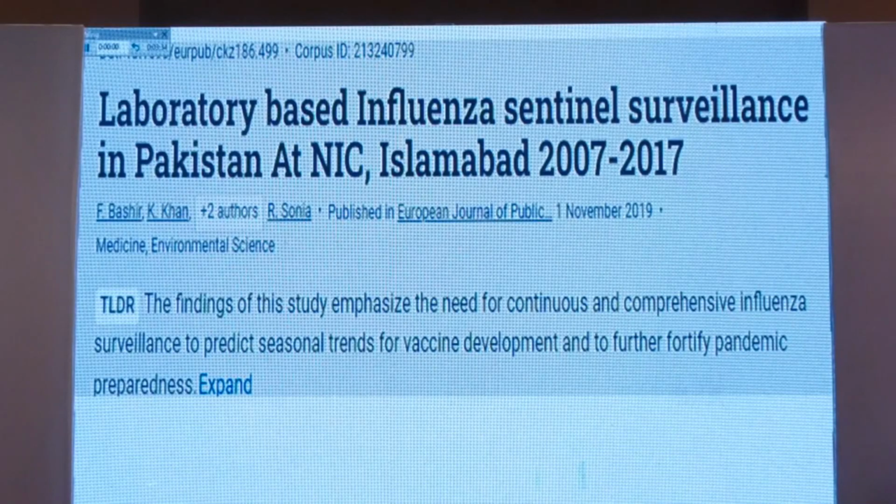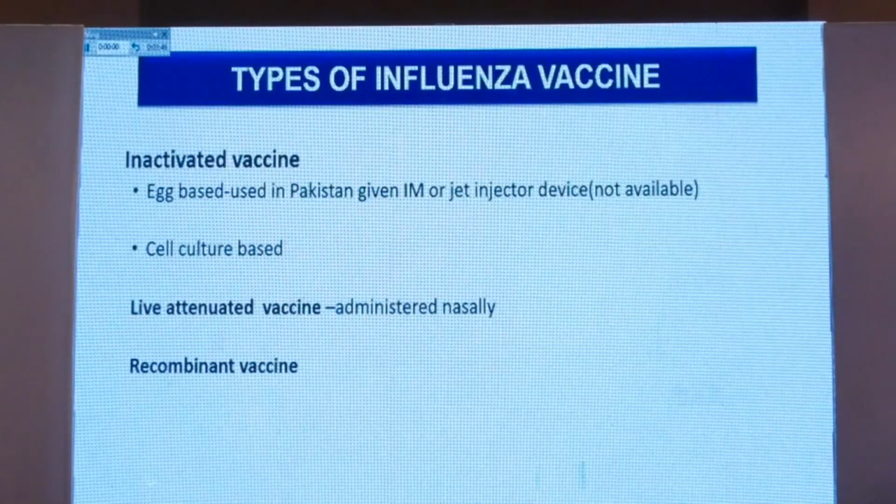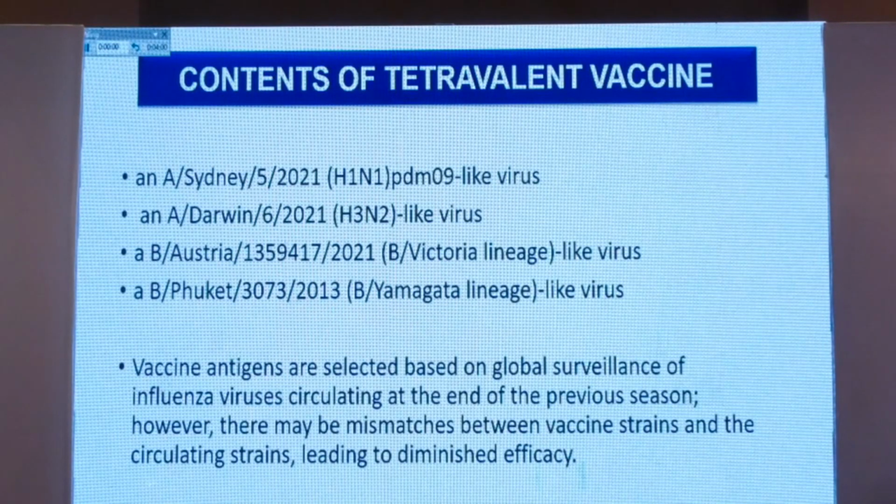So all in all, the NIC at Islamabad, after this study, emphasized the need for continuous and comprehensive influenza surveillance to predict the seasonal trends as well as for vaccine development. There are basically three types of these vaccines: the inactivated vaccine or the egg-based vaccine that we commonly use intramuscularly, then there is a live attenuated vaccine which is given nasally, and then there is a recombinant vaccine. The 2023 tetravalent vaccine contained these 4 viruses: the H1N1, H3N2, the B Victoria, and B Yamagata.